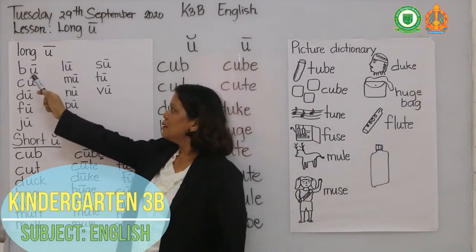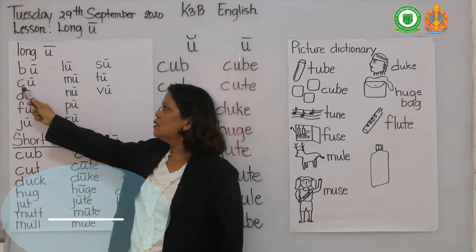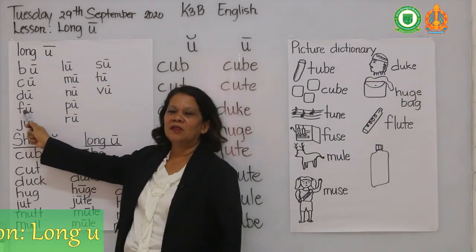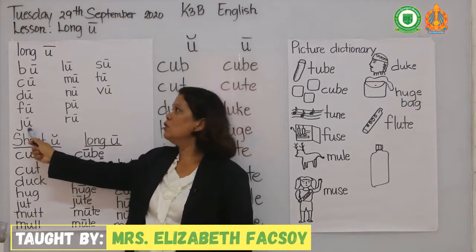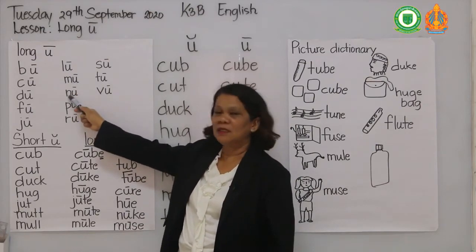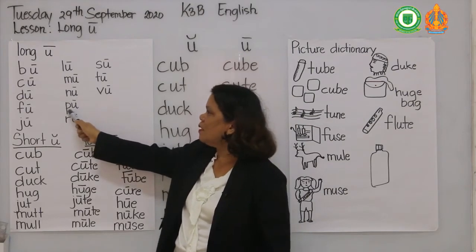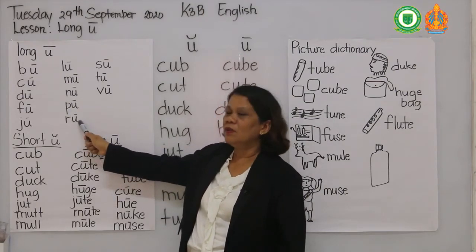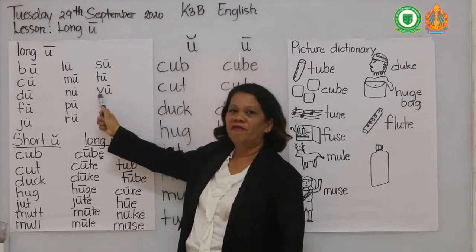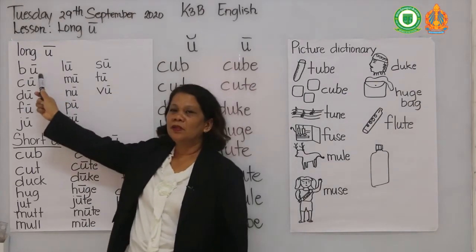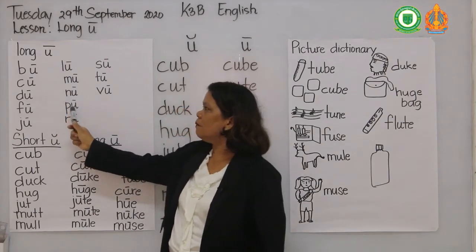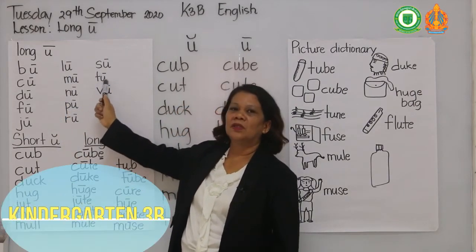Long U, bu, cu, du, fu, few, ju, lu, mu, nu, new, pu, ru, su, shu, tu, chu, vu, view. Pu, du, few, lu, mu, new, pu, ru, shu, chu, view.